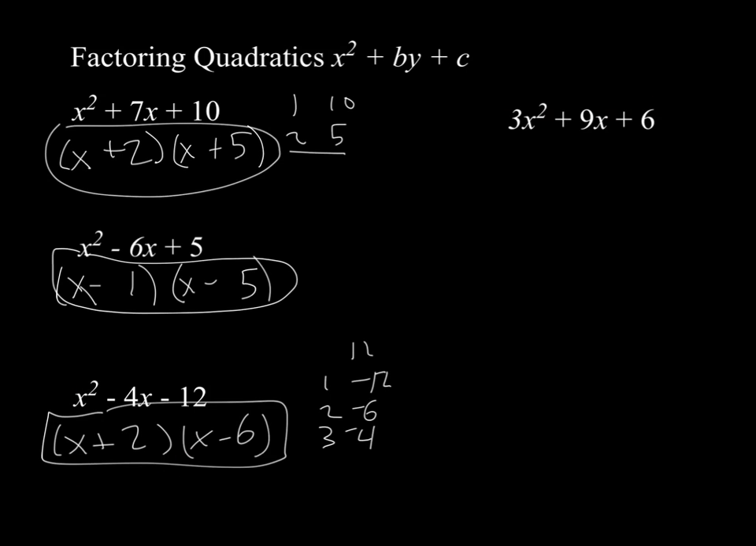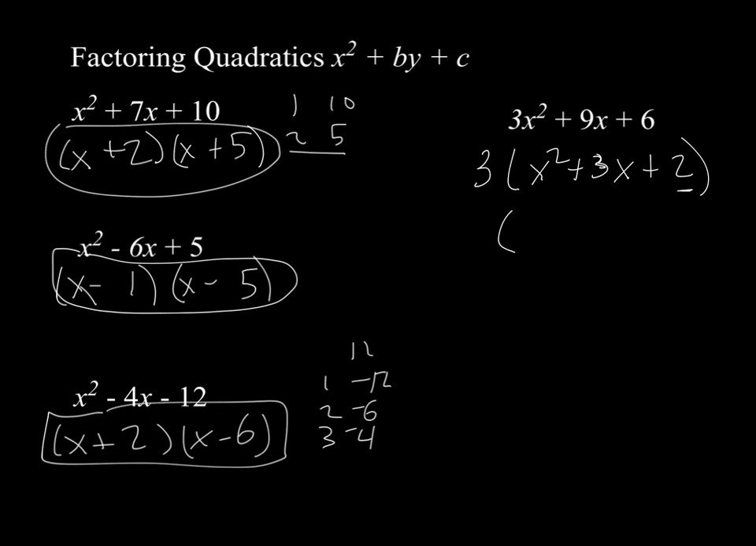Now this first one over here may look like it's not in this form, but you have to remember the first step should be to look for a GCF. And when you look at this, there is a GCF of 3. And when you factor that out, you're going to get x squared plus 3x plus 2. And then you would factor that part.